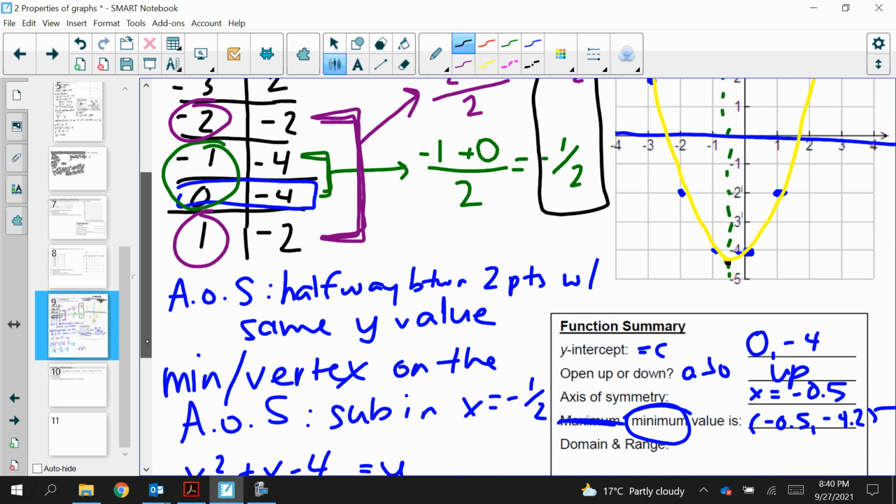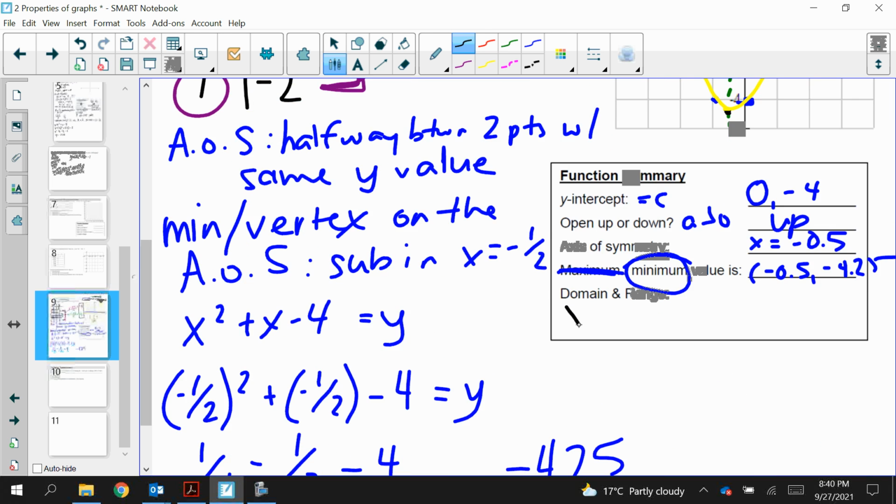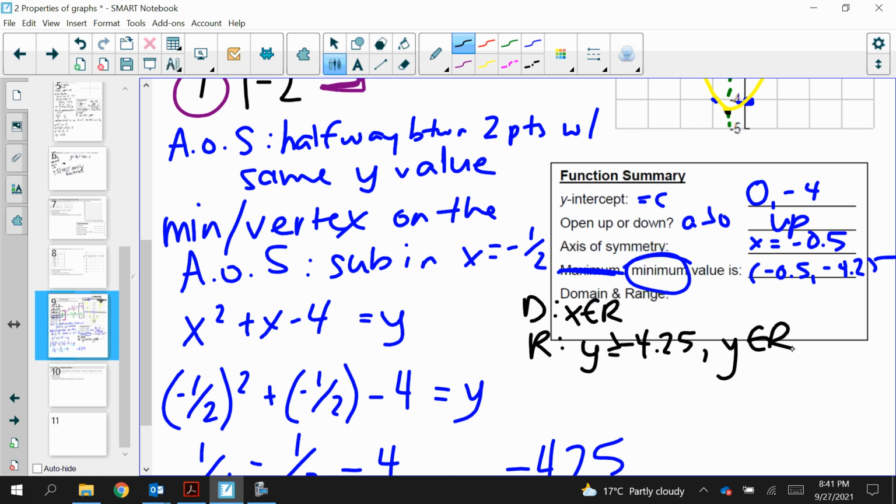Our last part of our function summary is our domain and range. We know that it's just going to keep stretching farther and farther to the left and the right along your x-axis. Our range has some restrictions because it has a minimum value. So that means we need to have y is greater than or equal to -4.25. So y values are all above that minimum of -4.25. So I think that's it for that one.